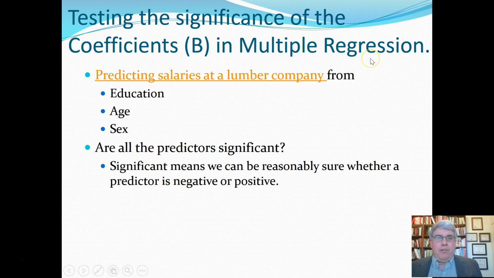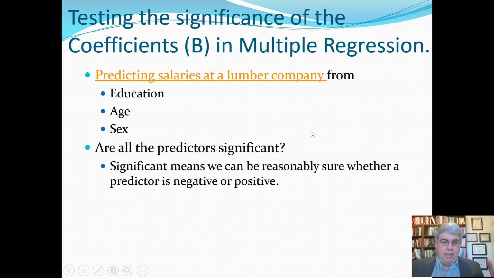Now let's go back to the example that we followed in a previous video, and the link to this video is in the description box if you haven't seen it. We have data from salaries at a lumber company, and we predicted the salaries from education, age, and sex. And we came up with an equation. But what we want to do now that we've studied significance testing is ask, are all the predictors significant, or are there some that we can't trust?